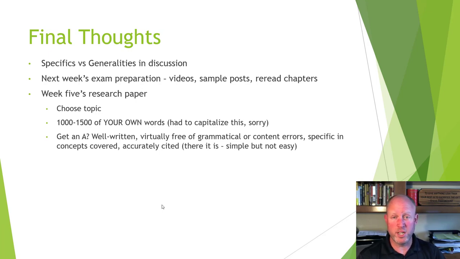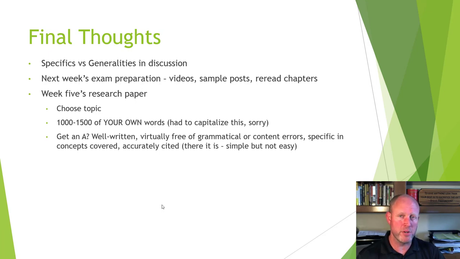It's at least 4 to 6 pages of your own words, double-spaced and whatnot. Make sure you cite it well, right? If you want to get that A, which I hope you do, it needs to be well written. Well written, right? Virtually free of grammatical or content errors. You can have a mistake here and there and still get an A. But if you have gross generalities or if you have significant deviations from something that is true, it's going to be hard to get that. So you better double check that information.